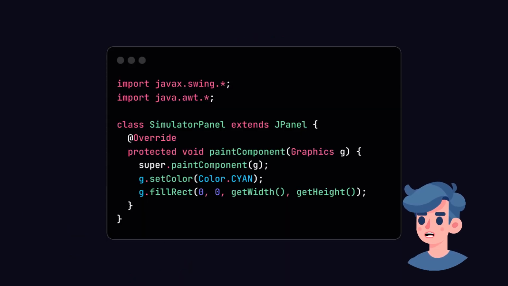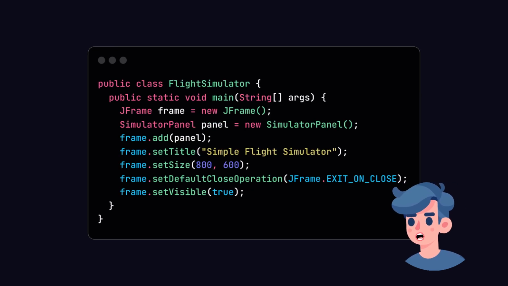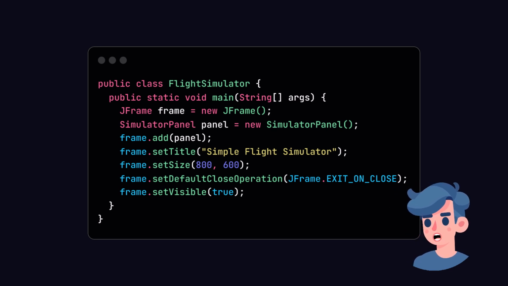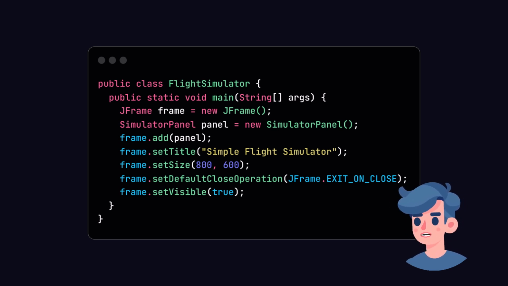Great! Now that we have a window appearing, let's add a background to our simulator. We can achieve this by creating a class that extends JPanel and overriding its paintComponent method. In this code, we created a new class called SimulatorPanel. By overriding the paintComponent method, we can draw anything in our simulator. Here, we filled the entire panel with a cyan color to represent the sky.